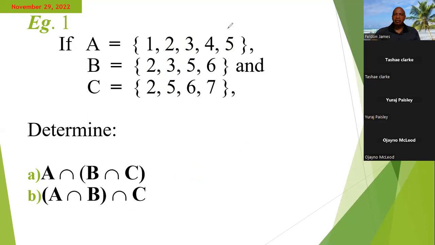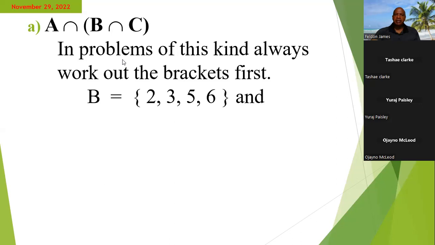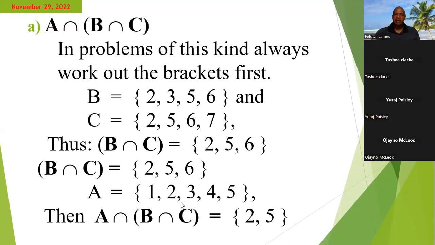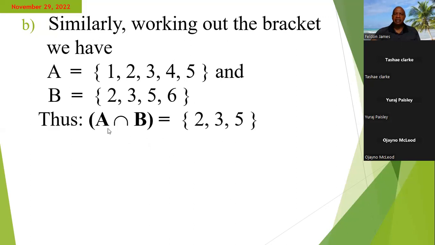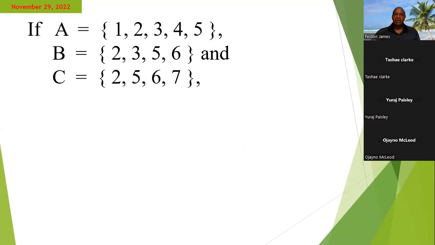All right. Now, here is how we work the problem. In problems of this kind, always work out the brackets first. So we have B and C, we look for the intersection or the common elements. So we have 2, 5, and 6. Now we look at what is common in B and C with A, and we get 2 and 5. And that's for part A. Similarly for part B, we look for A intersect B. What is common to that? We have 2, 3, and 5. Then we see what is in the intersection of A and B with C, and we realize it is just 2 and 5. All right, now here we have a similar question.